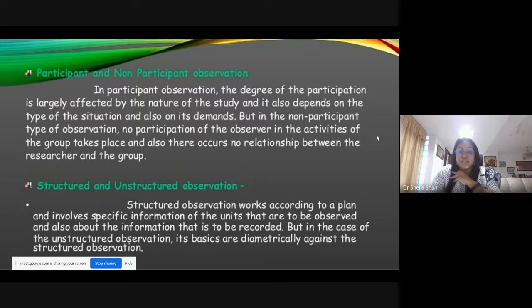Okay, structured and unstructured. Structured observation means you make a plan. You make a plan involving specific information that is to be observed. That means you already have a plan: what are you going to observe today? For example, you want to go and observe a teacher teaching. So you must know, what am I going to observe today? Am I going to observe the questioning technique? Or am I going to see the eye contact? Or am I going to see the content she is going to teach? So this one, you already plan. Unstructured means it's just the opposite.